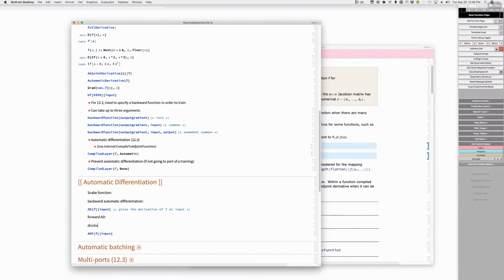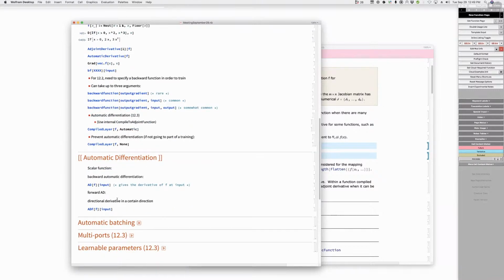So directional derivative in a certain direction. And that's simpler than the backward automatic differentiation in that it does it in one pass. So it basically only costs twice as much as the function evaluation.